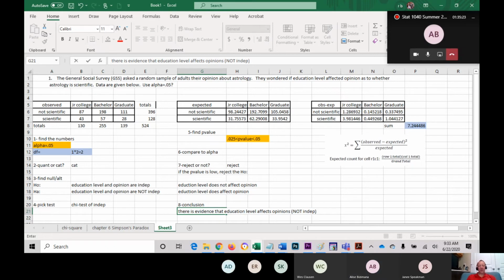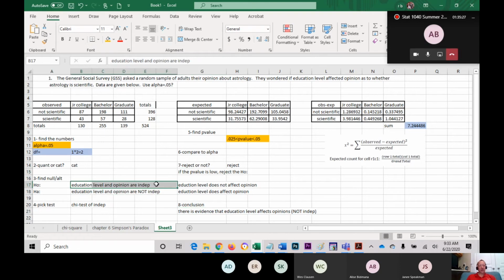Okay, remember we rejected the null. The null said it was independent. So that means we think that the alternative is true. So that means it's not independent. So we think the education level does affect opinions.